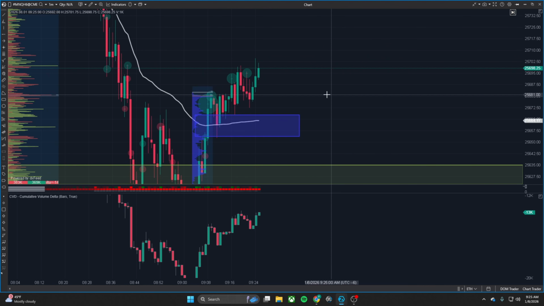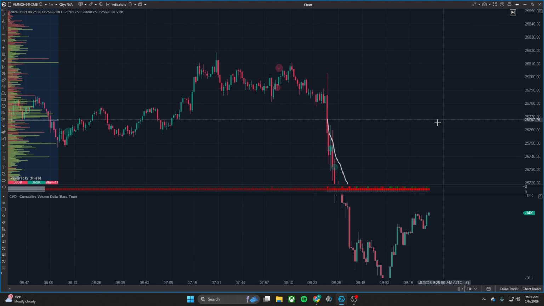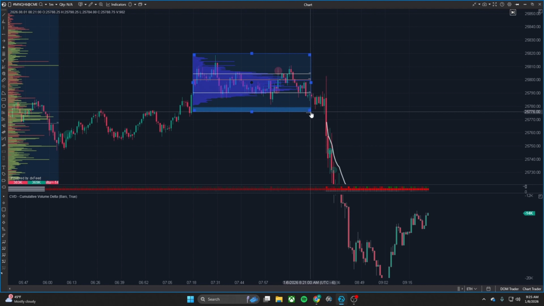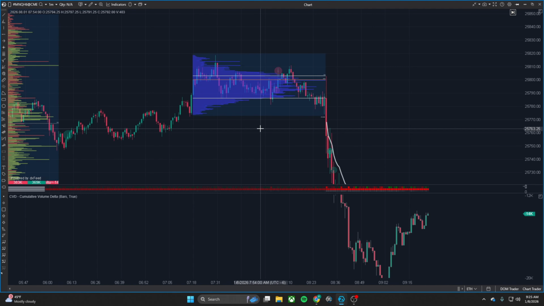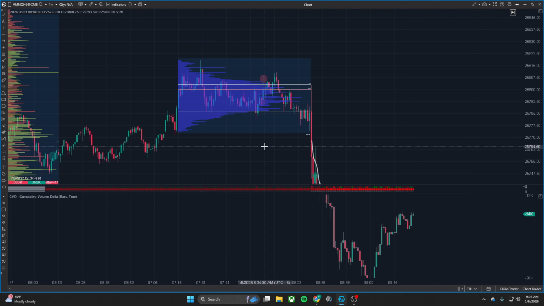But yeah, say that this was a range. Actually, I'll try and find a range. So right here, we can all agree this is a decent amount of consolidation leading up to the market open. So we can mark out this range and take a breakout trade, or the third and final model is a mean reversion model.